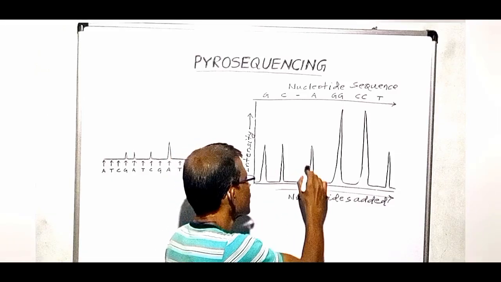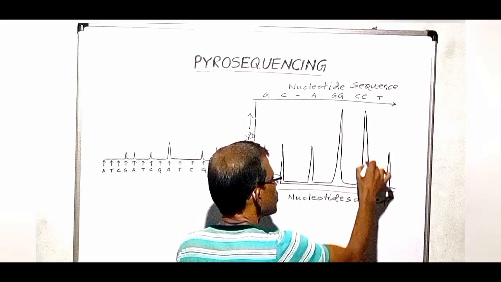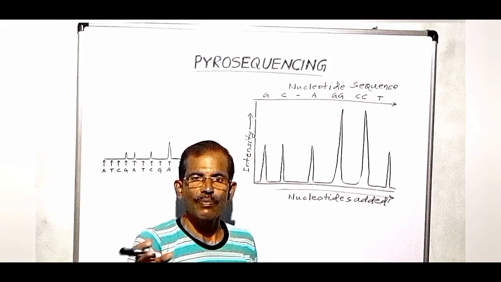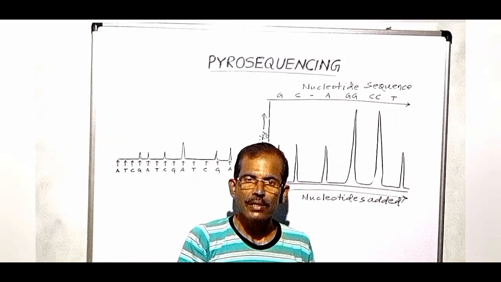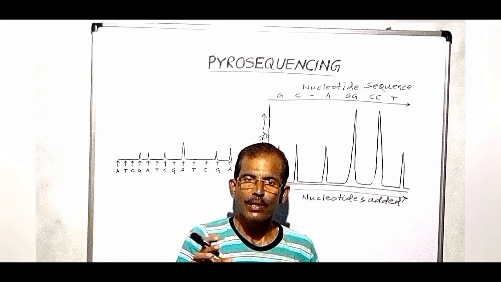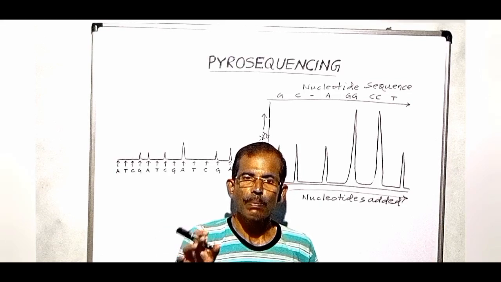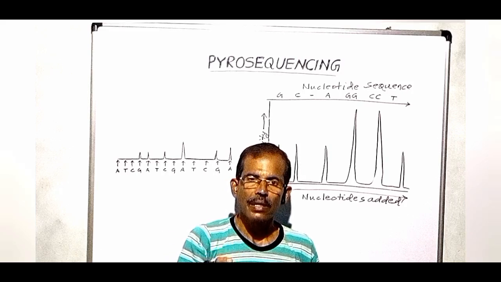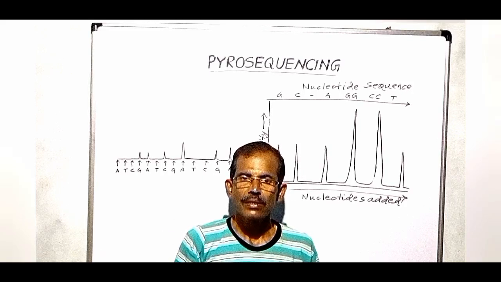These light signals are analyzed to determine the sequence of nucleotides of various DNA fragments. After this, multiple DNA fragments are assembled by using specific bioinformatic tools to generate the complete DNA sequence. Friends, this is all about pyrosequencing.